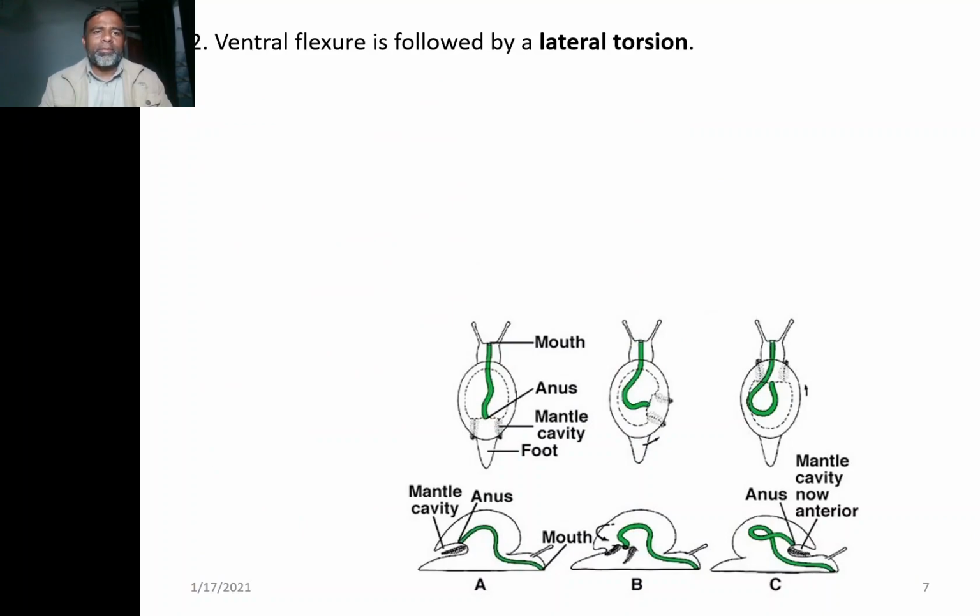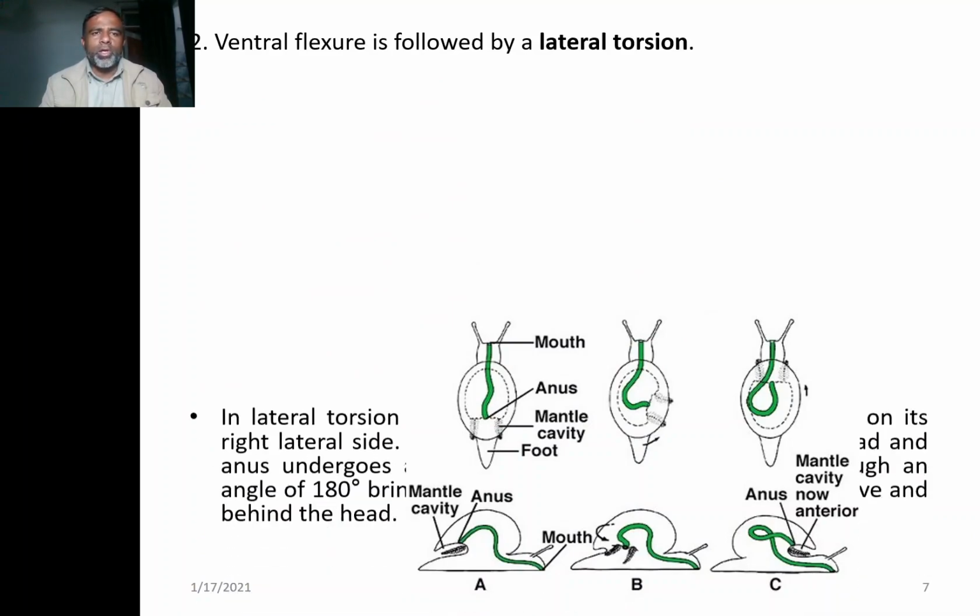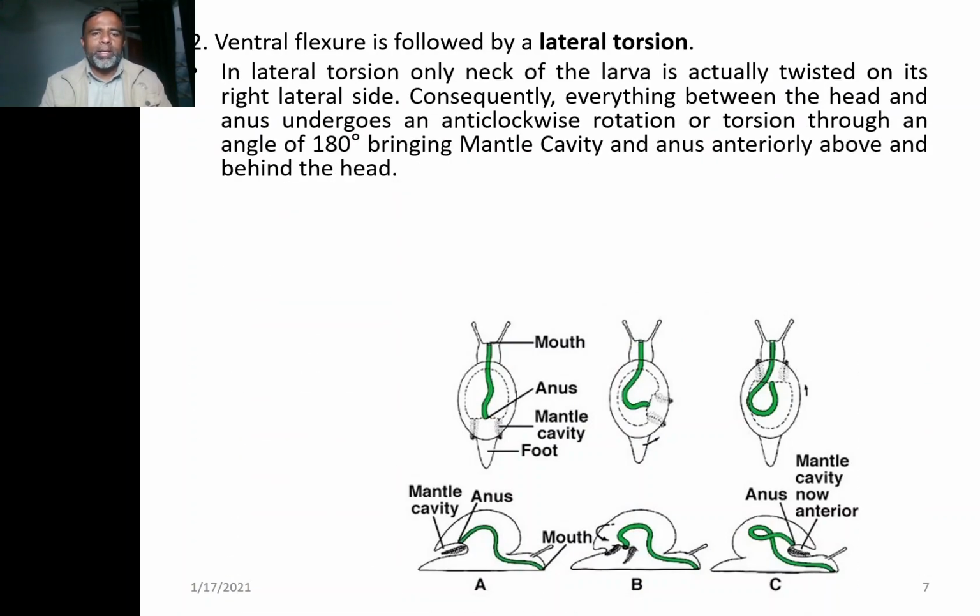Then next is the ventral flexion. No, sorry. Next is the lateral torsion. When ventral flexion, that means looping from the ventral side, has taken place, thereafter the next step begins. That is the lateral torsion. What happens in lateral torsion? Only the neck of the larva is actually twisted on its lateral side. So now, after torsion, it will rotate laterally. On one lateral side, that too on the right side, it will rotate at 180 degrees.